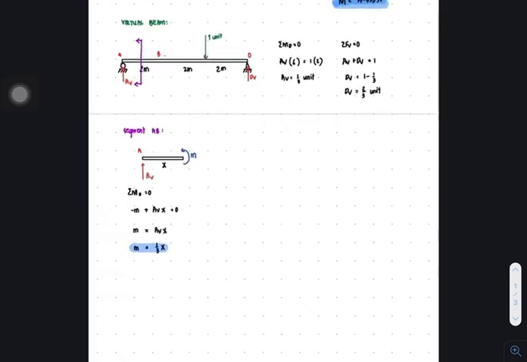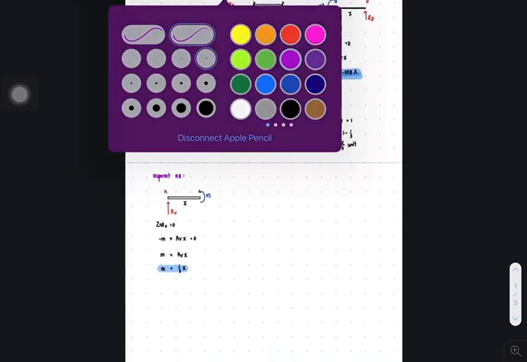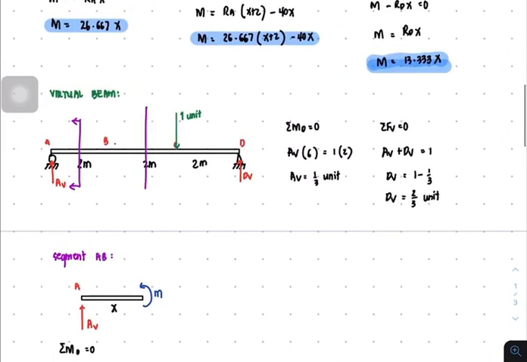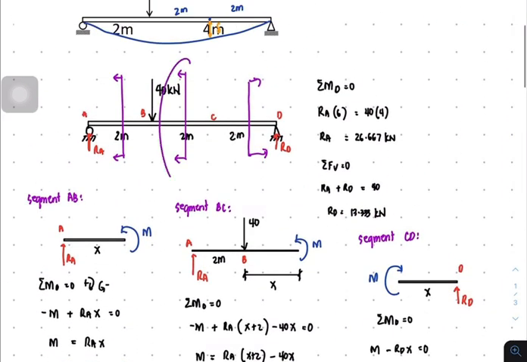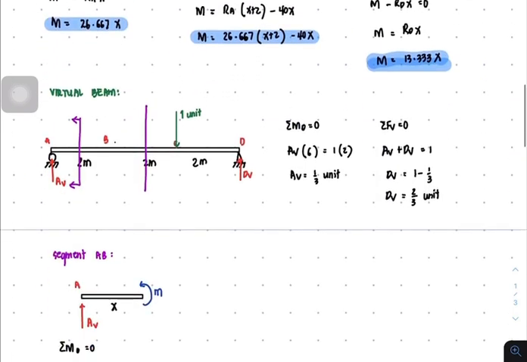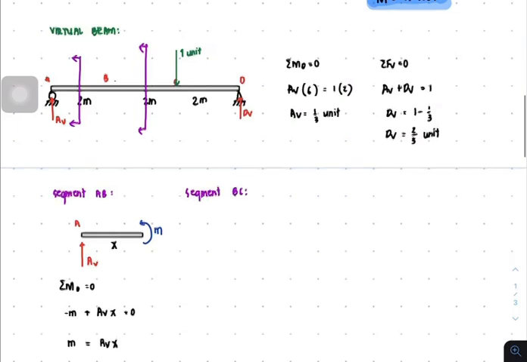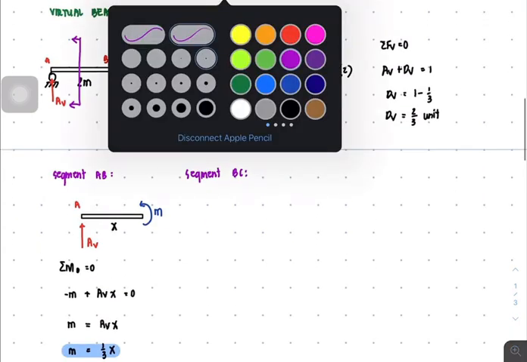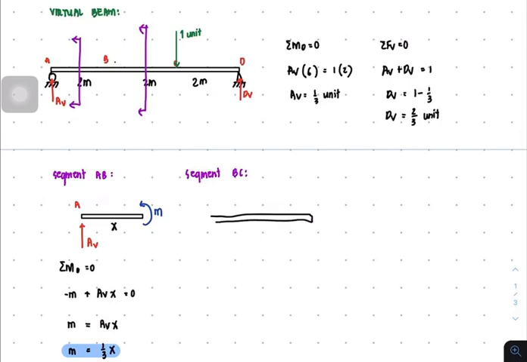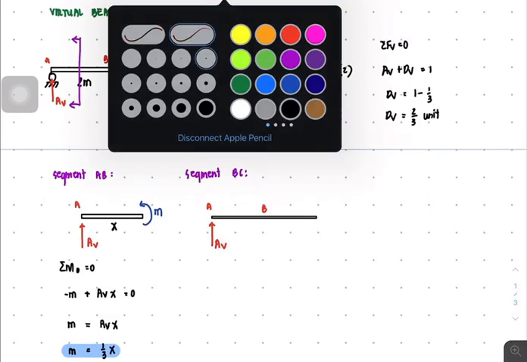Next, let us continue. We will be cutting through the next segment, BC, here. And consider the same side, left. So this is the next segment. So segment BC. And for the next segment BC, all you have to do is draw the beam and then place point A with AV, and then point B, and of course this is 2 meters now.